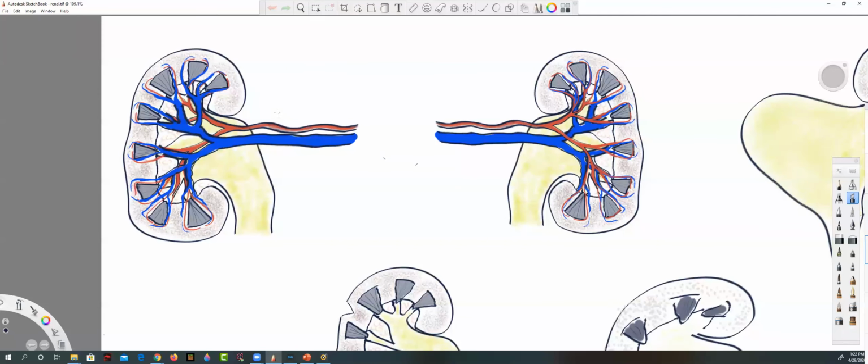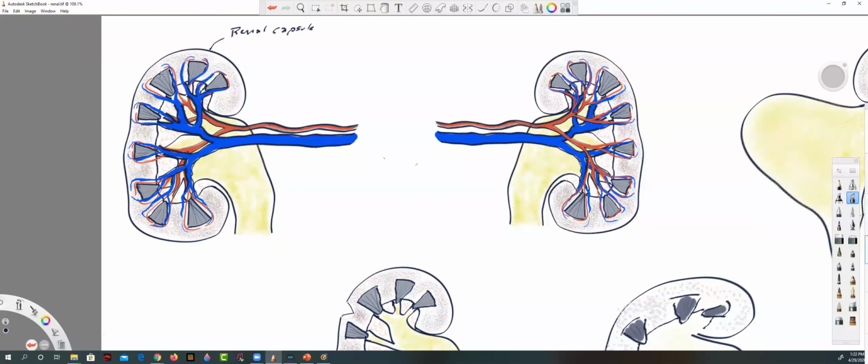Obviously, I don't need to indicate which is artery and vein. We have an artery and vein coming in here. And then we have a whole bunch of other things. So let's just kind of work our way through. Well, let's see. We already mentioned the renal capsule. Between the renal capsule and the, well, let's go ahead.